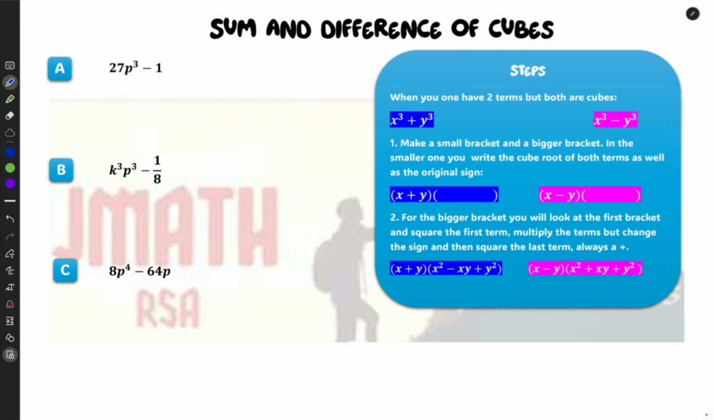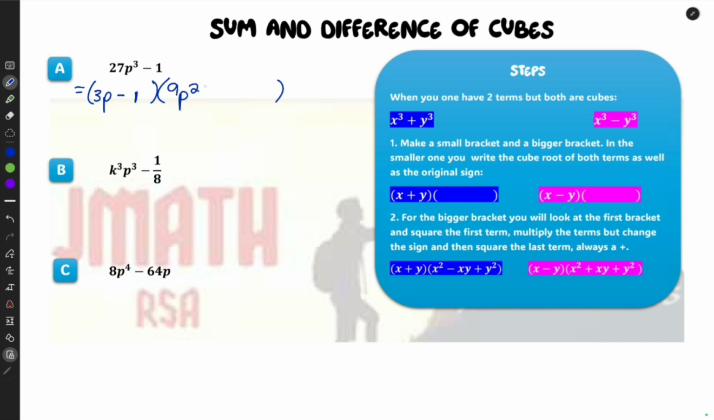So I always start with making a small bracket and then a bigger bracket. In the first bracket, I just do the cube root of both original terms, and I keep the same sign. So this would be 3p minus 1. Now there's just a pattern or a little rhyme you need to remember, and that would always give you the bigger bracket. So the first one I would get by squaring the first term in the small bracket. So this would be 9p squared.